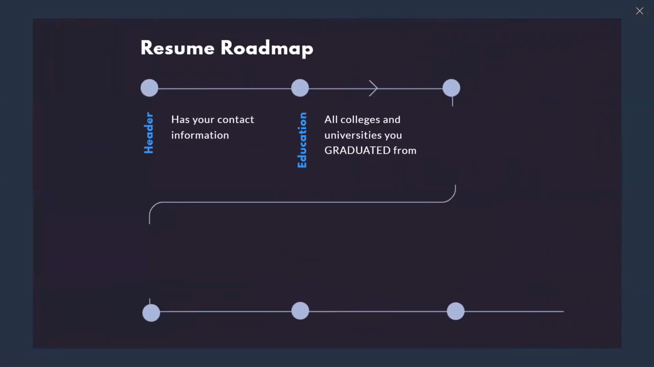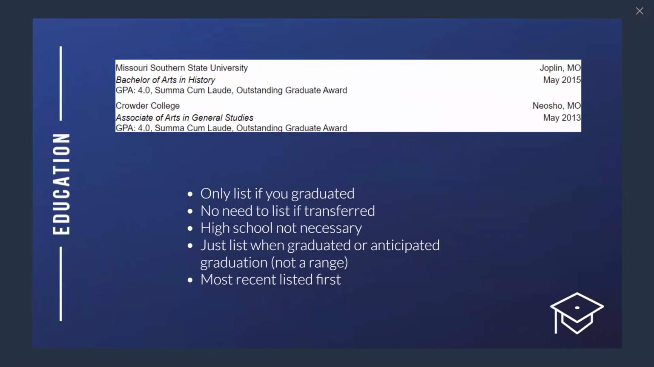So moving down the resume, next is our education. All universities and colleges that you graduated from should be on here. So if you went to a different school before Missouri Southern, but you just transferred your credits, let's say you went to the U of A for a year and then transferred back home to here, you don't need to list the U of A on there. You don't need to list high school on there. As a college student, it's understood that you have that high school diploma or the equivalent thereof. So you just want to list if you got a degree from there or if you're currently attending. And the most recent is always going to be listed first.